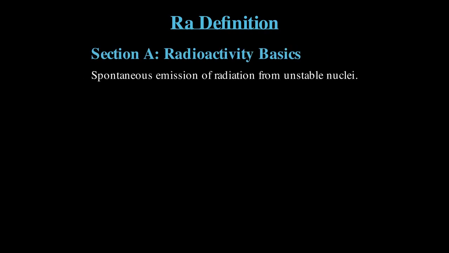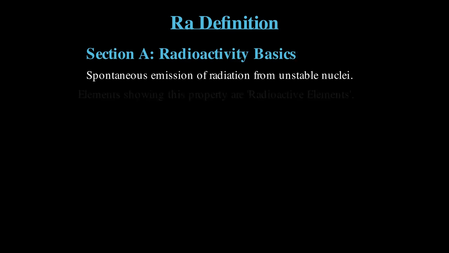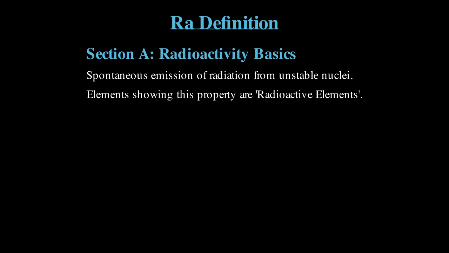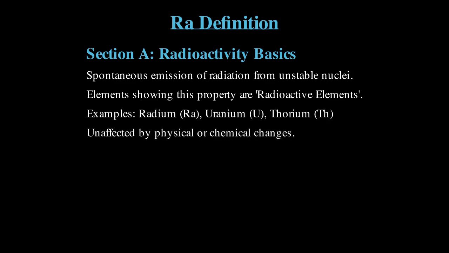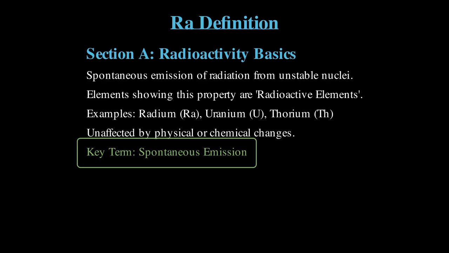Hello students, let's begin our revision of radioactivity. First, what is it? Radioactivity is the spontaneous, uncontrolled emission of powerful radiation from the nuclei of heavier elements. This happens because their nuclei are unstable. Elements that show this property are called radioactive elements. Some common examples you should remember are radium, uranium, and thorium. This process is completely random and cannot be influenced by physical or chemical changes. Let's remember that key term, spontaneous emission.